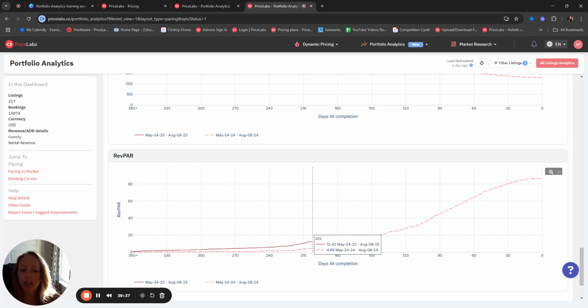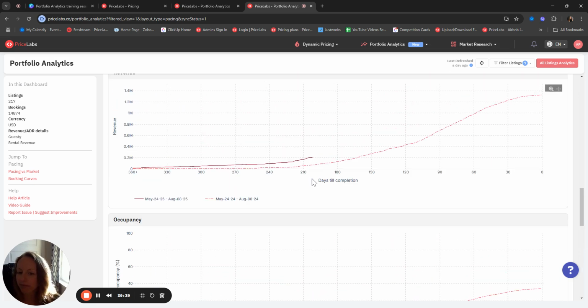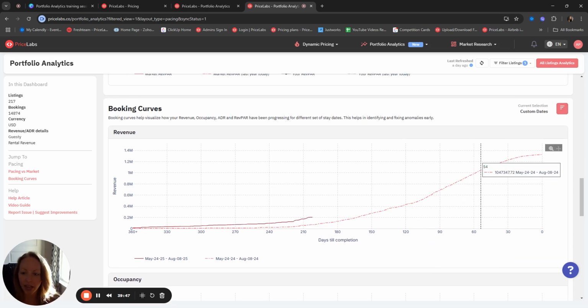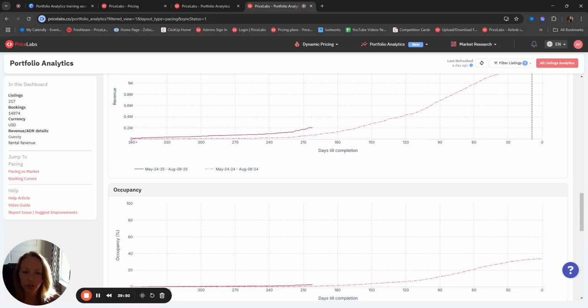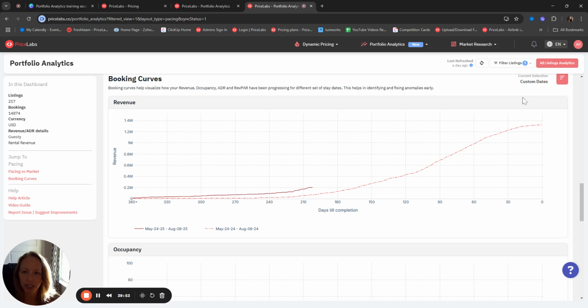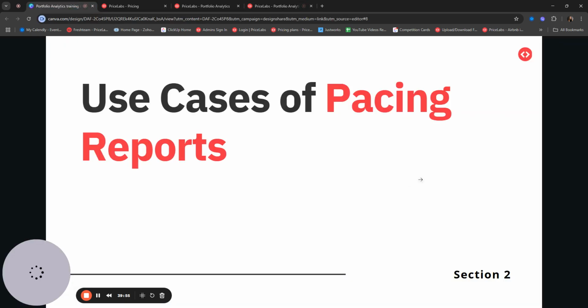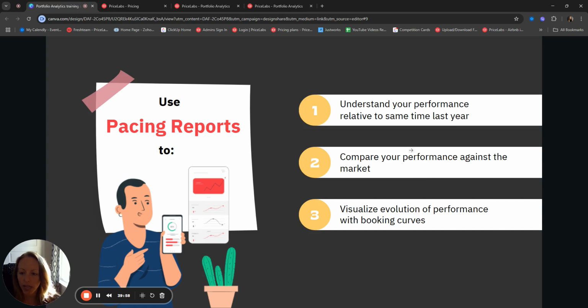And then RevPAR again. Now the RevPAR line is going to look basically exactly like the revenue line. It's the same sort of trend. So just kind of keep that in mind. And yeah, so that's the evolution of performance. Those are the different ways that you can look at the different days. And in summary, the pacing reports help you understand your performance relative to the same time last year, or compare your performance against the market, as well as help you visualize the evolution of performance with our booking curves.